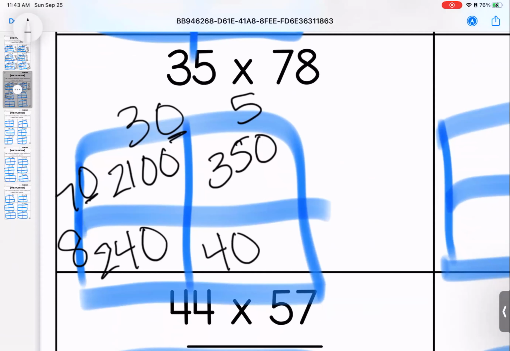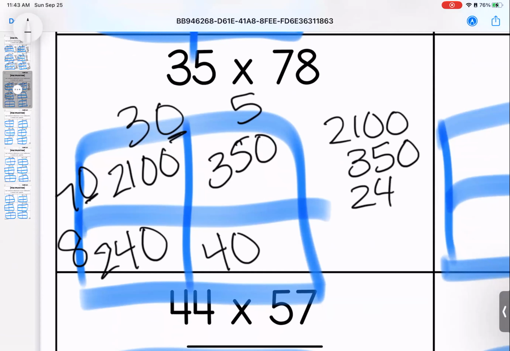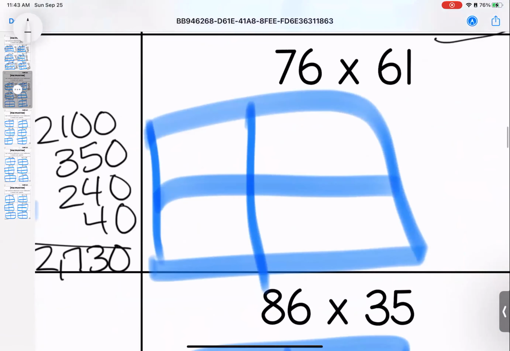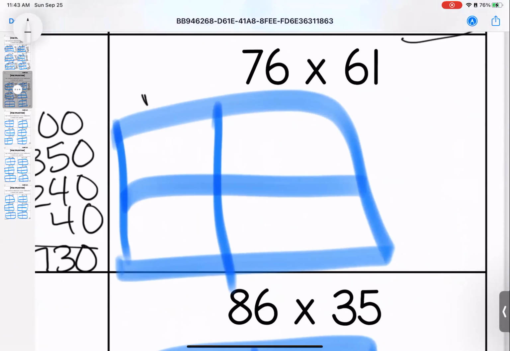5 times 8 is 40. We stack, we add, and we get 2,730. Question number 4, break it down.